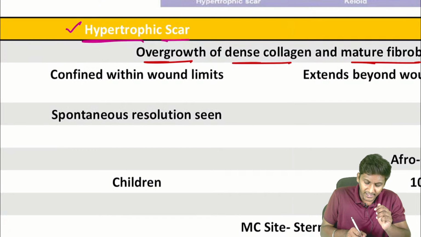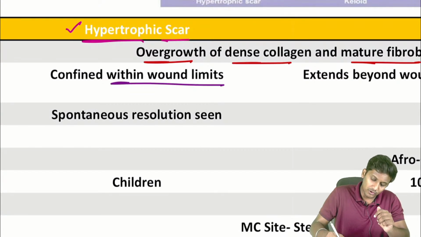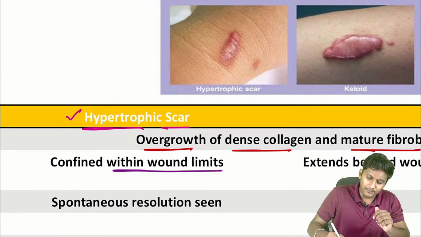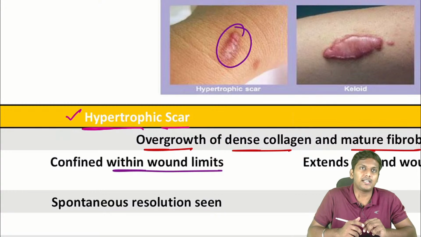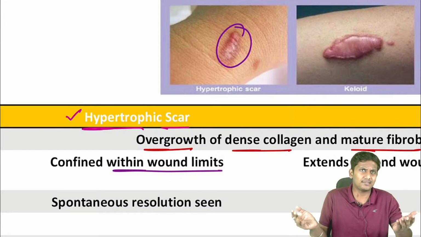Definitely, if it is confined within the wound limits, bachcho, then it is going to be a hypertrophic scar. Can you see here the collagen and fibroblasts are deposited in extra amount, but they are limited within the wound limits. Wound limit के बाहर जा रहे हैं क्या? नहीं जा रहे. Therefore, this is what is an example of a hypertrophic scar that we usually get on a day-to-day basis, right?